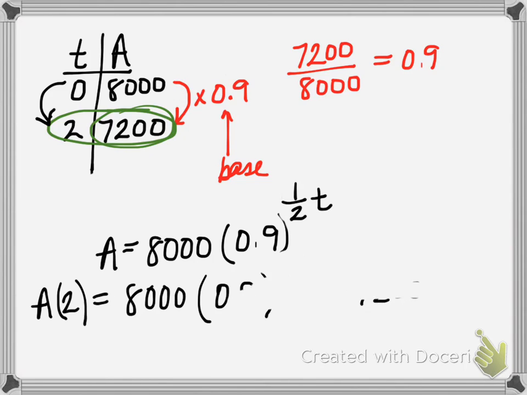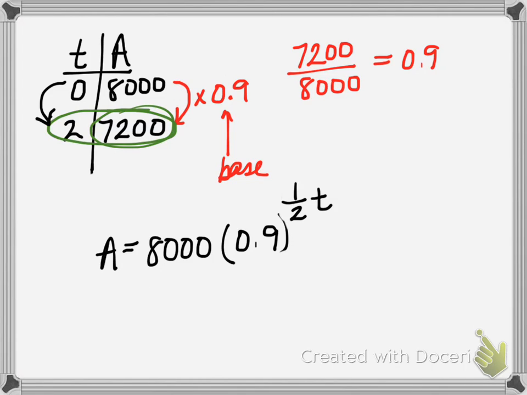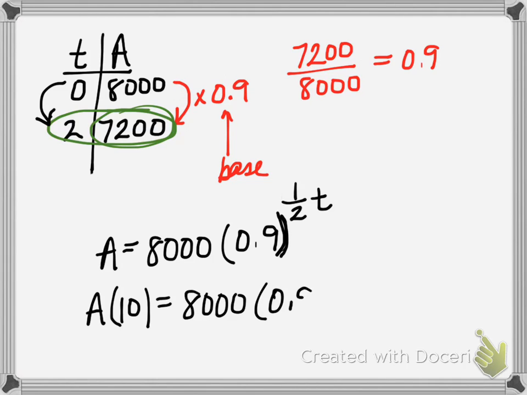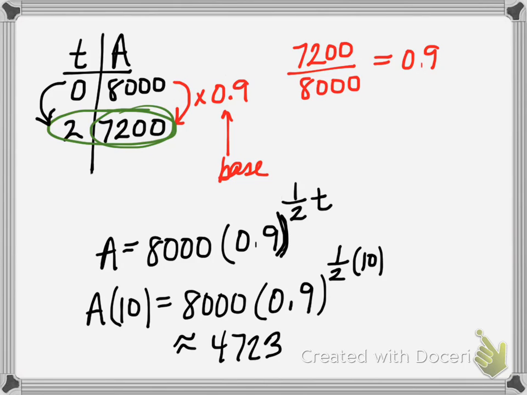So another option, if you don't want to use e as the base and you want to think about your multiplier, what are we multiplying by? Here we're multiplying by 0.9, then we could use this as our model. And then, of course, we want to know what's happening in the year 2015, which was A of 10. So same thing as before, just inputting 10 for time. That would be 0.9 raised to the 1/2 times 10 power. And you'll see you're still going to get 4,723.92 people.